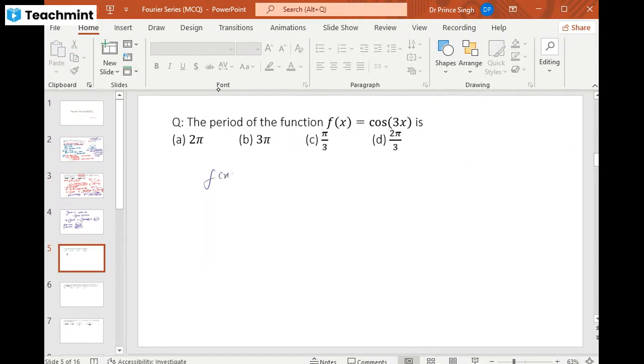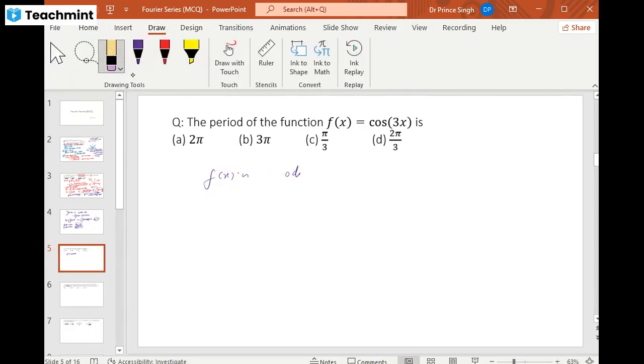A function f of x is periodic with period t if f of x plus t is equal to f of x, and t is the smallest value for which the function repeats its value, right? So we need to find out the smallest value of t for which this condition holds true.